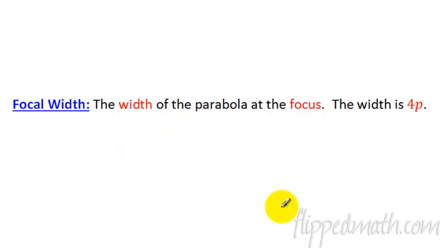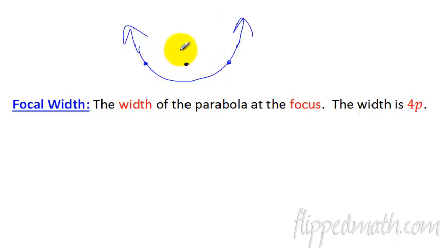Go to this part of the notes, the focal width. The width of the parabola at the focus is 4p. Let's repeat that again. The width of the parabola at the focus is 4p. So if I were to draw a picture of what that represents, if I had this parabola going up and some focus here, then the distance all the way across is 4p. So from there to there and from there to there all the way across is 4p.